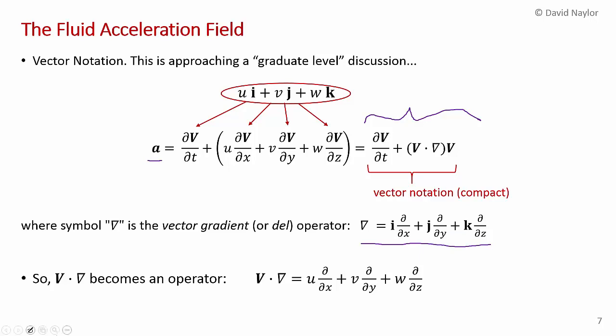So if you imagine a dot product of the velocity vector and the del operator, then that becomes u ∂/∂x + v ∂/∂y + w ∂/∂z. And if you apply that operator to the vector field v, which has the three components, you recover the longer form of the acceleration expression. I show you this because many books, many papers just write it down in the vector form, and it can be a little confusing if you've never seen it before.